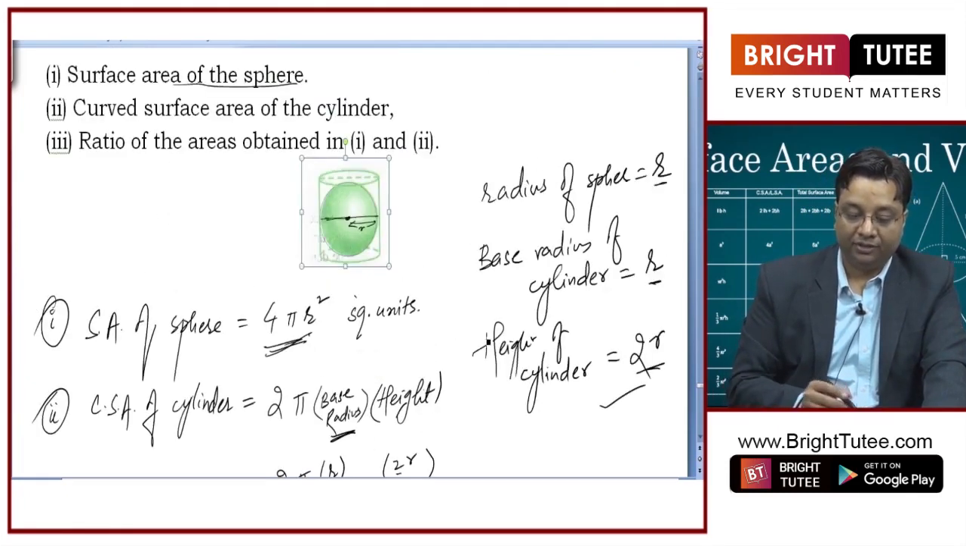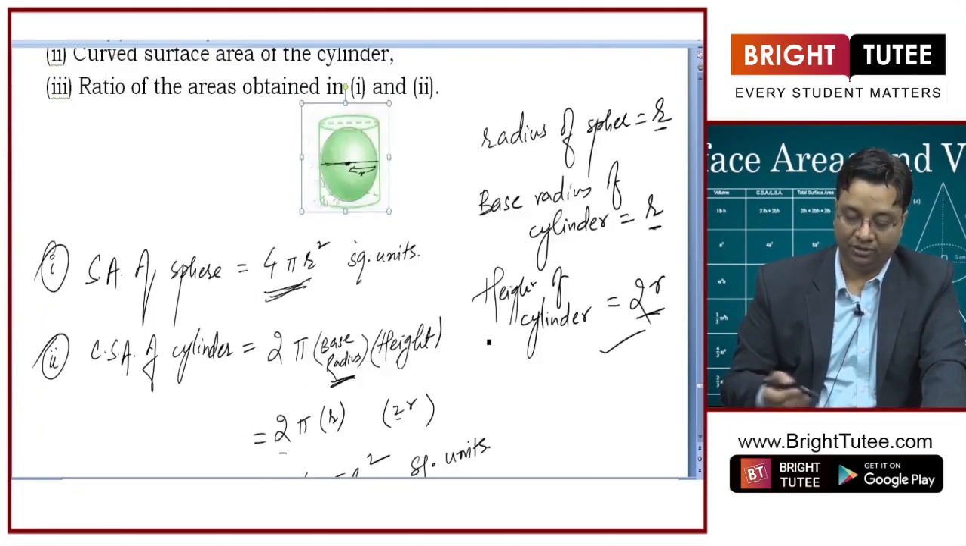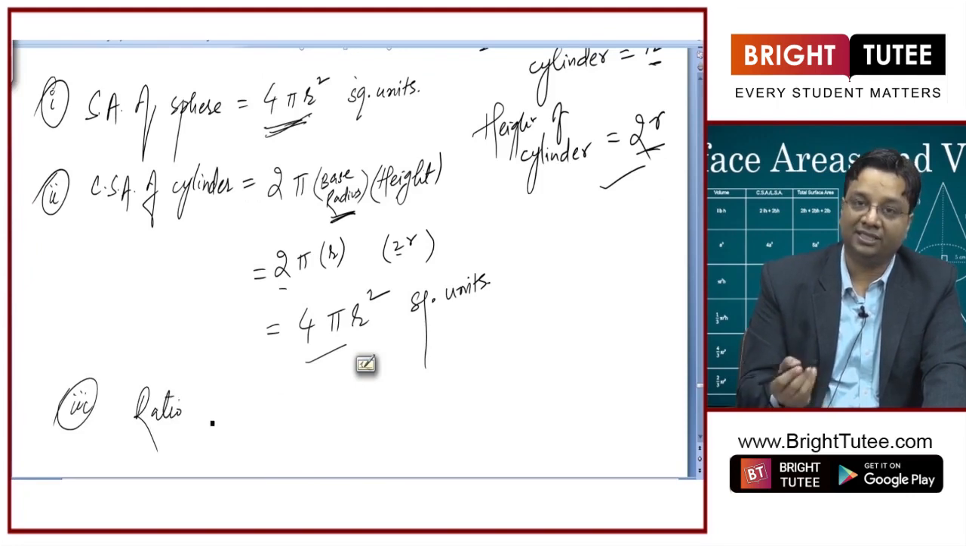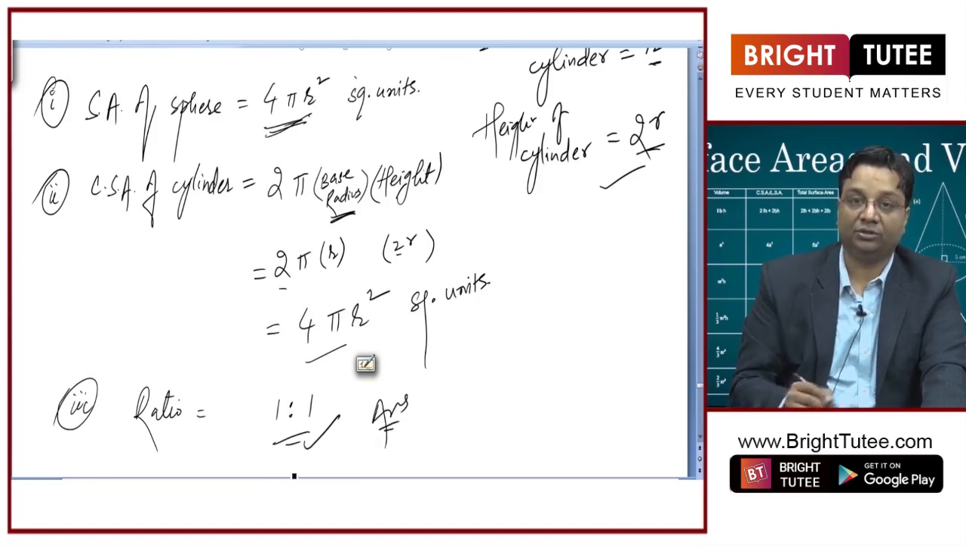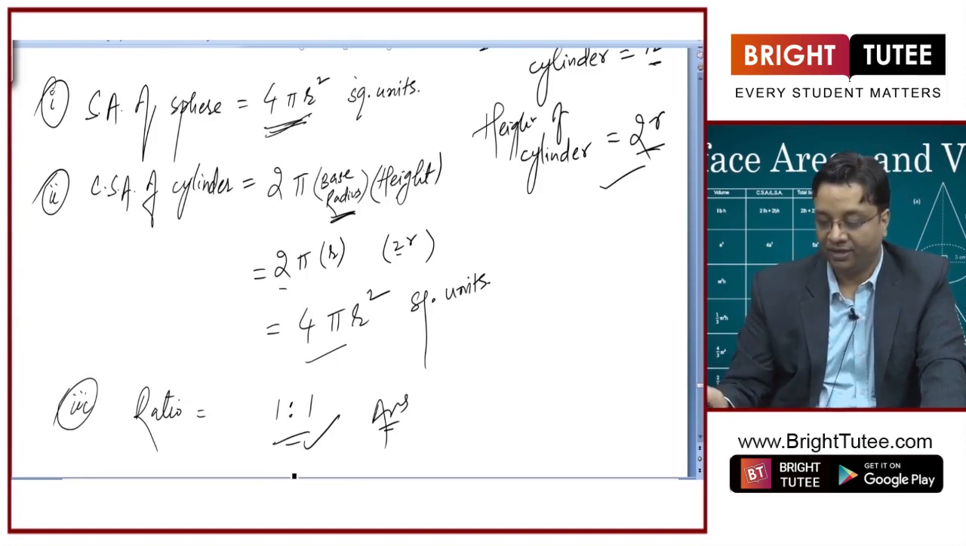The third thing that we need to find, ratio of areas obtained in 1 and 2. So it is 1:1. Both are same. So the ratio, or we can say required ratio, is 1:1. In ratio you don't have to write any units because ratio will never have units. Okay.